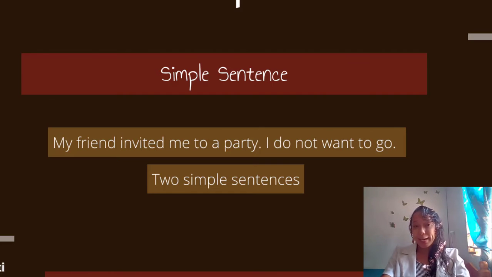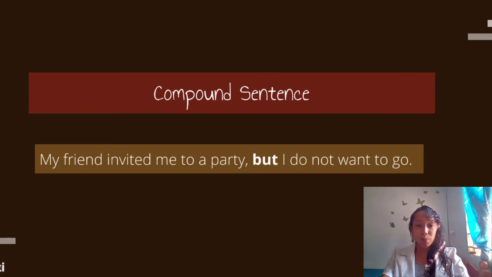Now, what if I decide I really don't want to write a simple sentence? I want these two to be together. Then that is what we call a compound sentence. Here's how we put it together. My friend invited me to a party, comma, remember the comma, but I do not want to go.